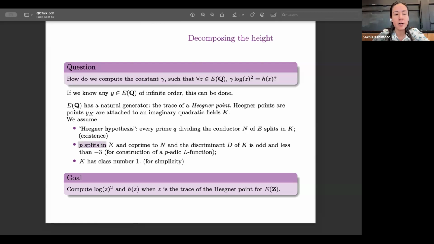Going forward in this talk, I'll need p to split in K and be coprime to the conductor. And I'll also need the discriminant of K to be odd and less than -3, and that's to construct certain p-adic L-functions. And for the simplicity of all this exposition and formulas, I will require that K has class number 1. This is a pretty big assumption, but I need it to write down a lot of formulas. And so the goal would be to compute the log squared and the height of the trace of a Heegner point on our rank 1 elliptic curve.